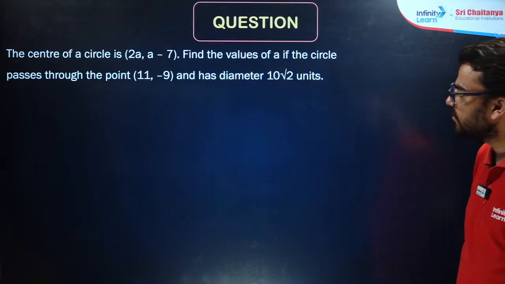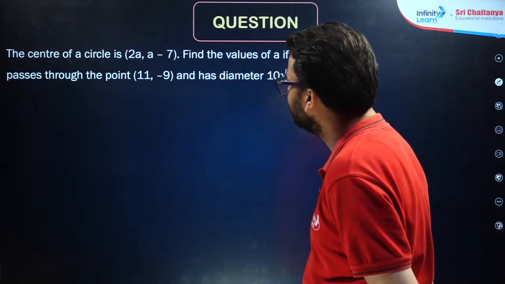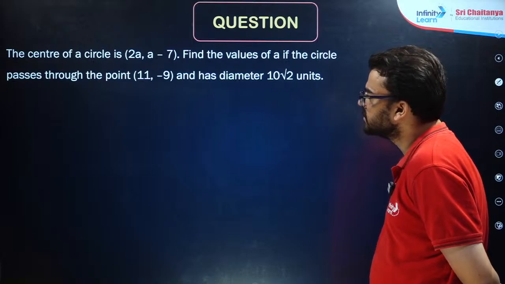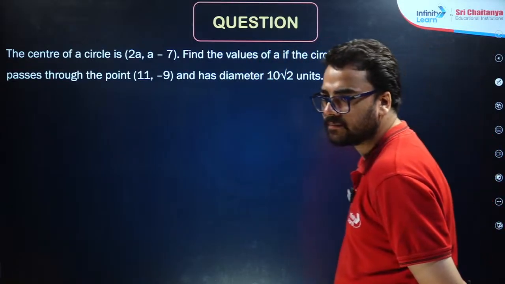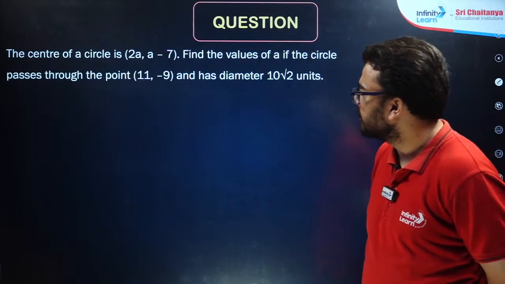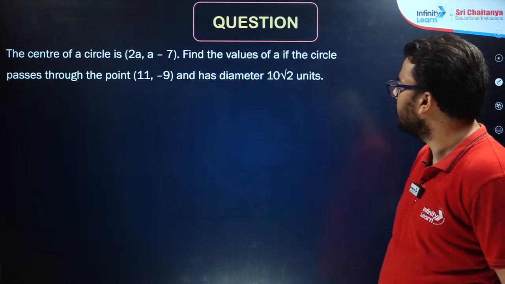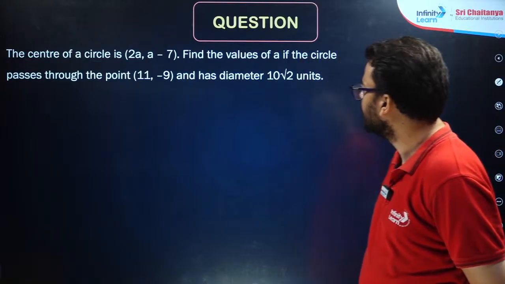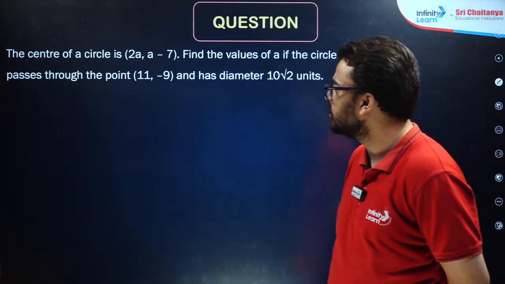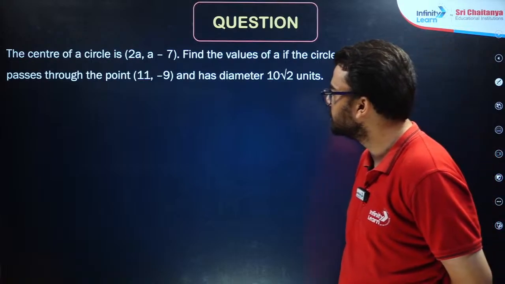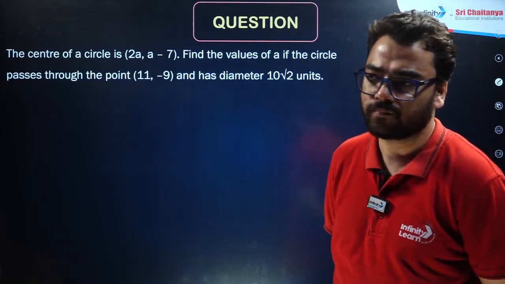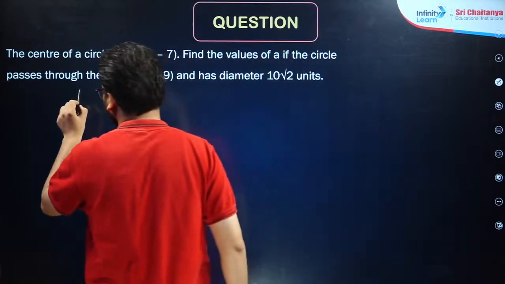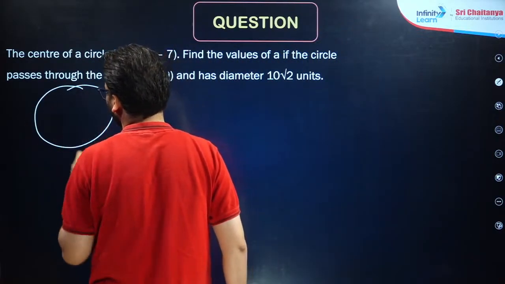Okay. Now try doing this one. The center of a circle is this. Find the values of A if the circle passes through the point this and has diameter this thing. The center of the circle is this. Try doing this one. It's a simple question once again. You can do it in rough.